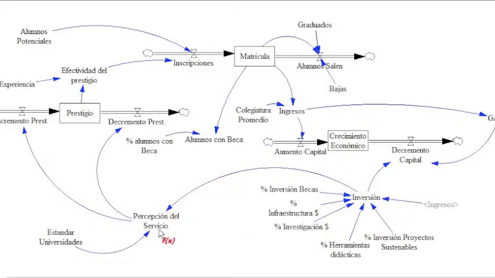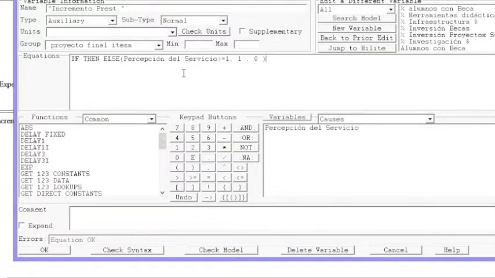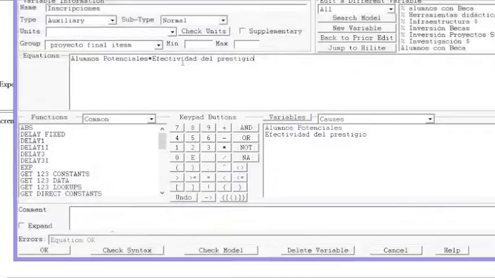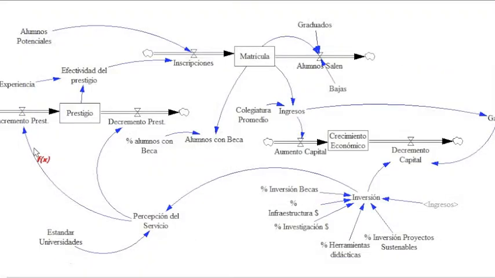All that generates a perception of service. The perception of service has to be bigger than the standard universities so we can call the attention of different students. This will increase our prestige or decrease it, depending on whether we manage to be better than the other universities. So if our perception of service is bigger than 1, then we get a prestige point. If it's lower, then we lose 1 point. If we make the division with the experience of the school, we get our prestige effectiveness, which is again multiplied by the potential students to get the inscriptions, and that's pretty much how our model works.